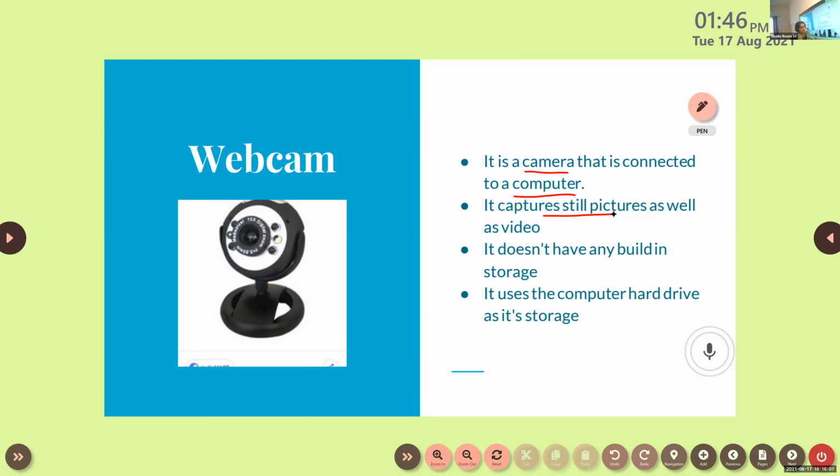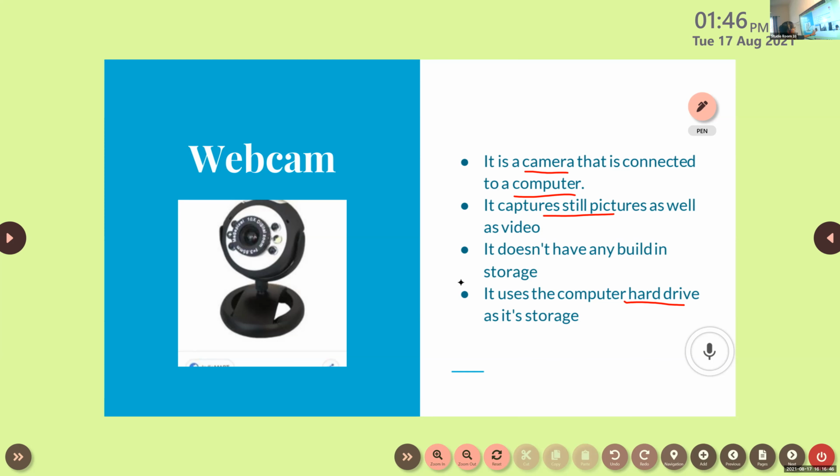Does it have an internal storage? Does it have a space to store the data? No. It stores the data where? The computer hard drive. It uses the computer hard drive as its storage. So if someone asks what is a web camera, you have to say that it is an input device, a camera that has been connected to a computer. It captures the pictures as well as video. And does it have any internal storage? No. The data are being stored in the computer hard drive.